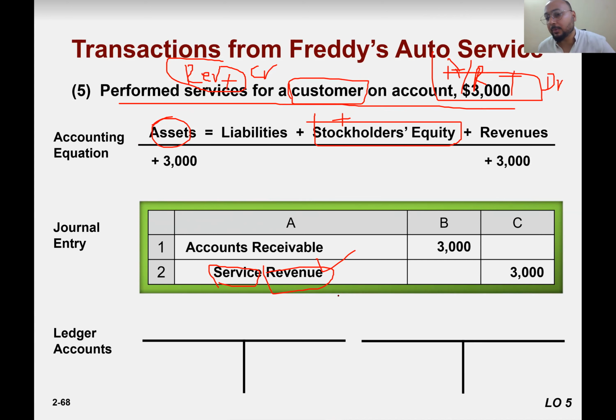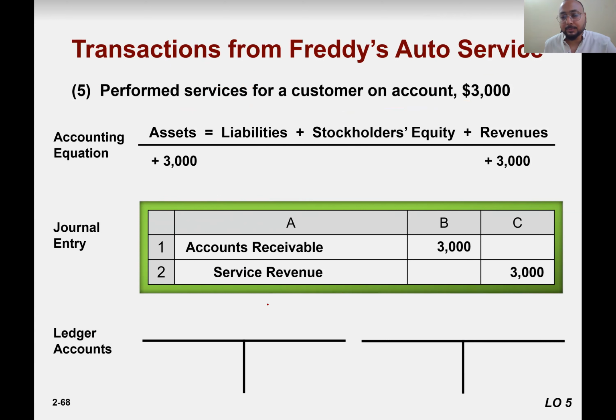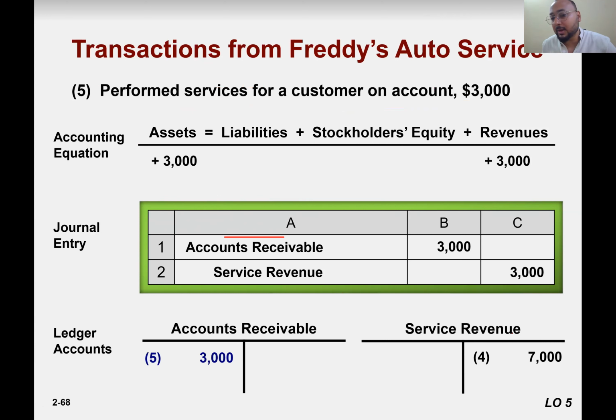And how do you post it? It means two accounts. We need to see whether we already created them or not. We did not create the accounts receivable, so we make a new T account of accounts receivable. Here we go. Service revenue we already created in our previous transaction, so we just need to post the entry here. So you see from the fourth transaction, we already have 7,000 credited, and from this fifth transaction, we have 3,000. There we go, the 3,000 here in blue color.